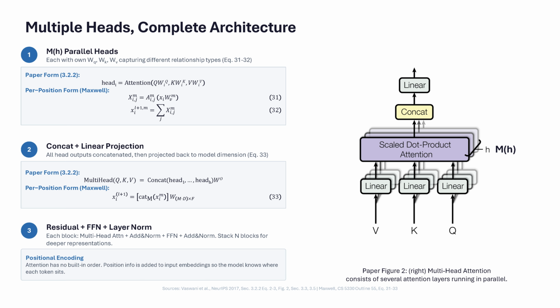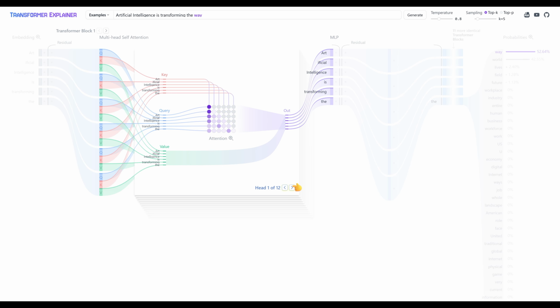Let me show you what this looks like in the same model. Here's the full transformer block from the same GPT-2 model. You can see all 12 heads fanning out from the input. Let me click through a few. Head 1 has one pattern. Head 9 looks completely different. Each head is focusing on different relationships in the data.